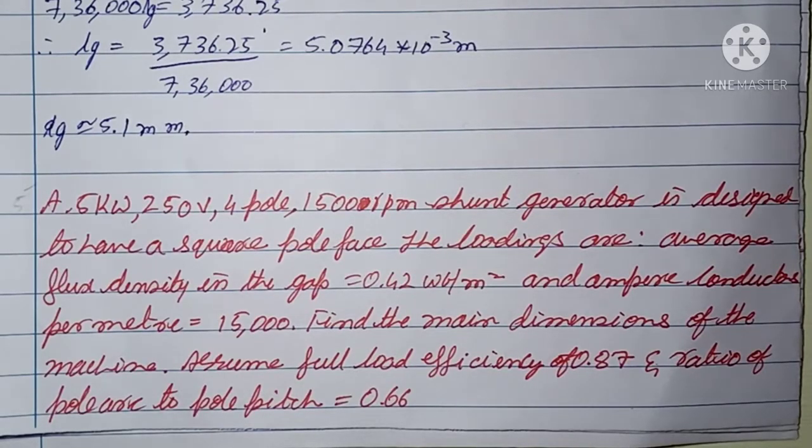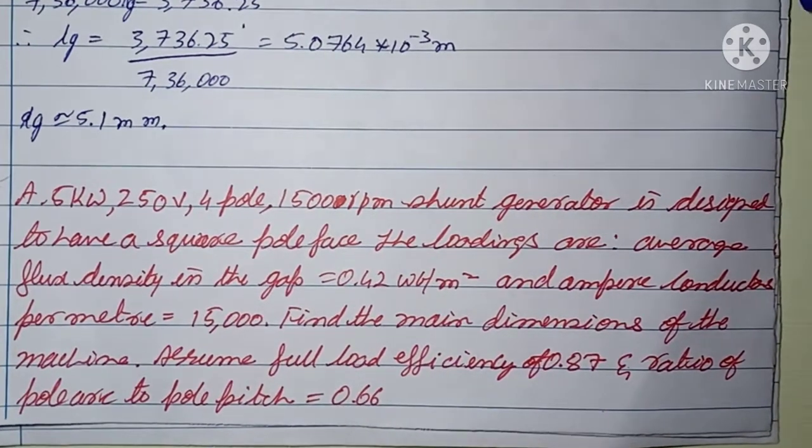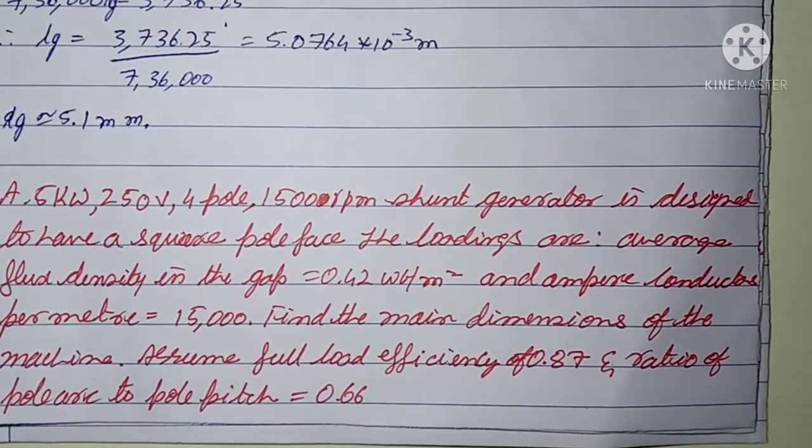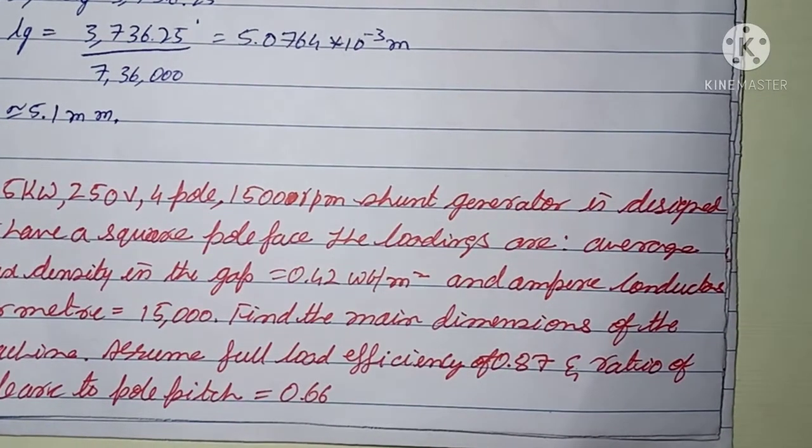A 5 kilowatt, 250 volt, 4 pole, 1500 rpm shunt generator is designed to have a square pole face. The loadings are: average flux density in the gap is 0.42 Weber per meter square, and the ampere conductors per meter is 15,000. Find the main dimensions of the machine, assuming a full load efficiency of 0.87 and the ratio of pole arc to pole pitch to be 0.66.